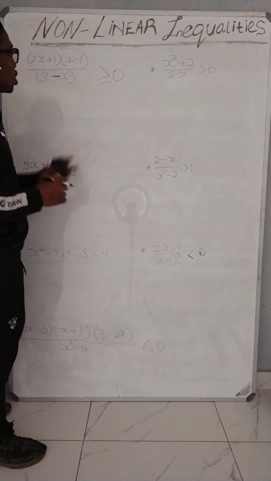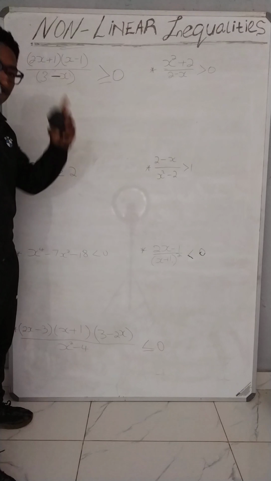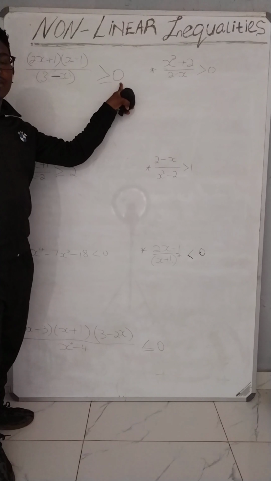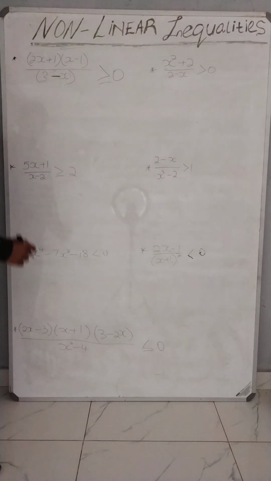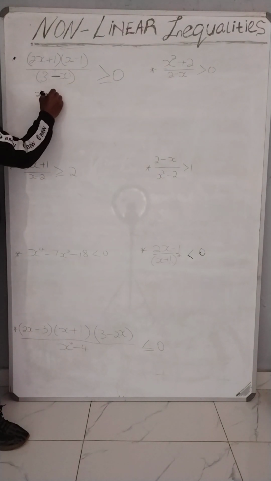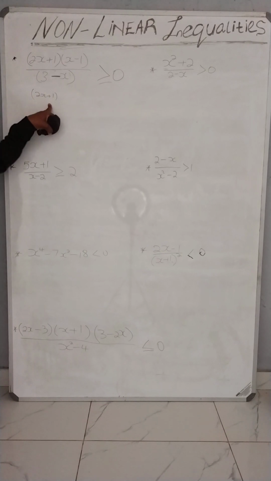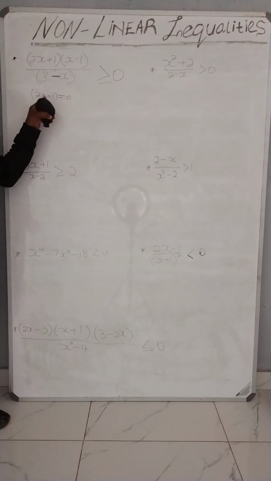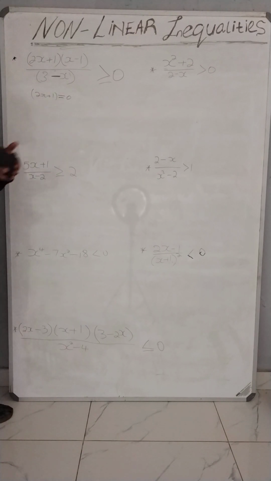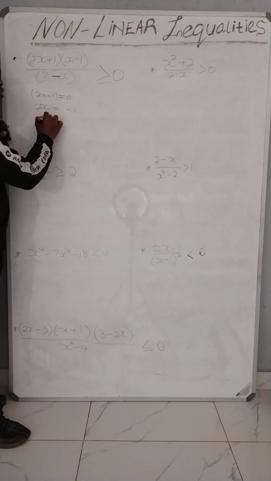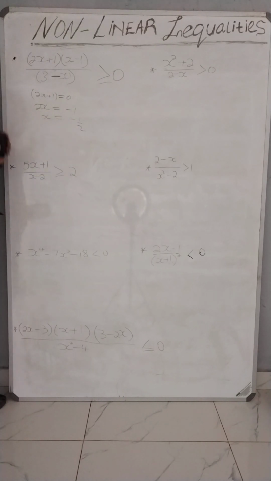To test this, you look for the values of x for which the factor is equal to 0, because now you have 0 on the right side. So let's start with the first factor. The first factor is 2x plus 1. If you are looking for the value of x for which this factor is equal to 0, you equate this factor to 0, and then your 2x will be equal to -1, and your x will be -half.